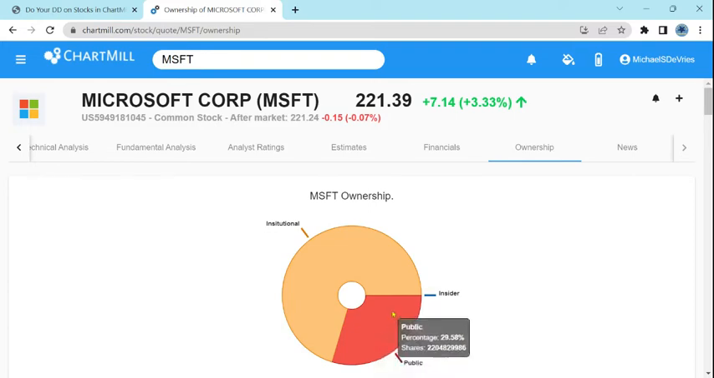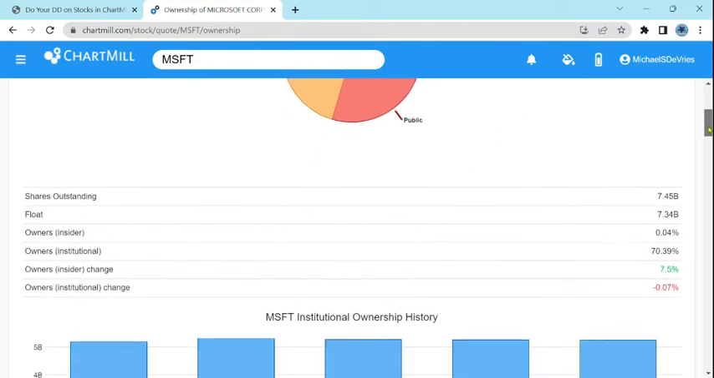Public or retail owners tend to be more volatile, right? They'll sell if it takes a dip. And insider ownership, if you have a sizable insider ownership and particularly increasing, and we'll see that in more detail in a minute, that's generally perceived as a positive for the stock.